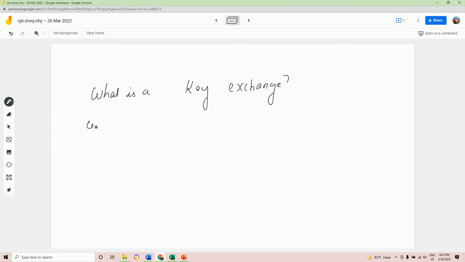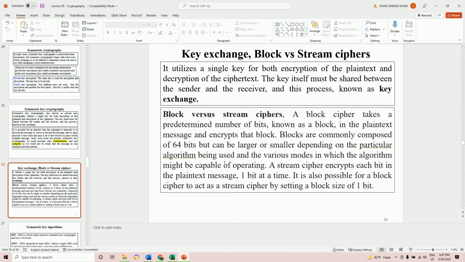Next one is, what is block versus stream cipher? A block cipher takes a predetermined number of bits known as block in the plain text message and encrypts the block. Blocks are commonly composed of 64 bits but can be larger or smaller.